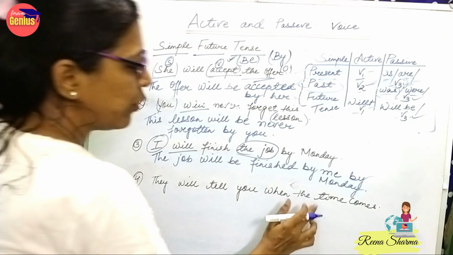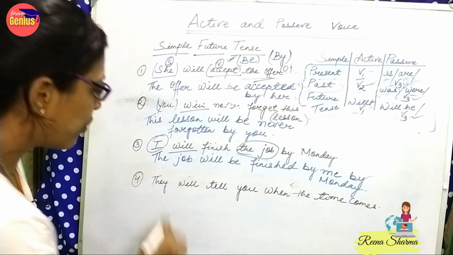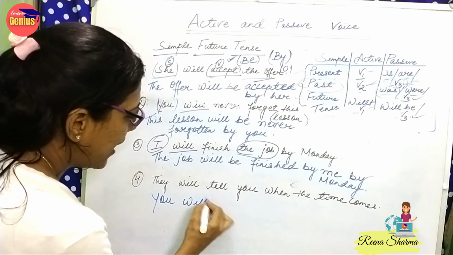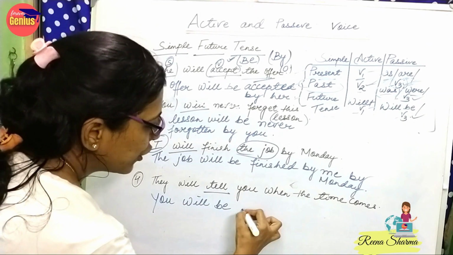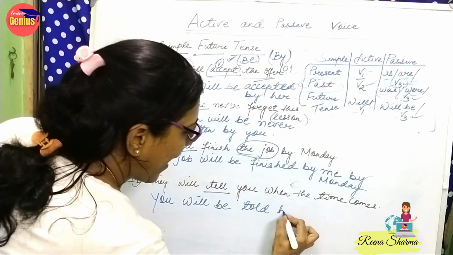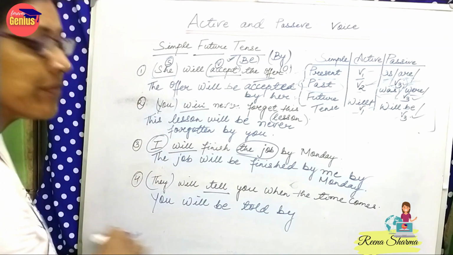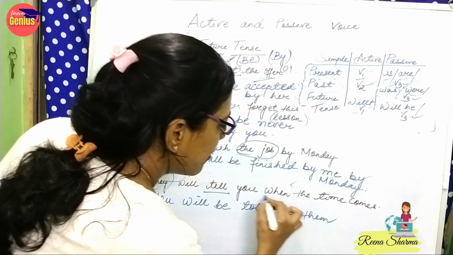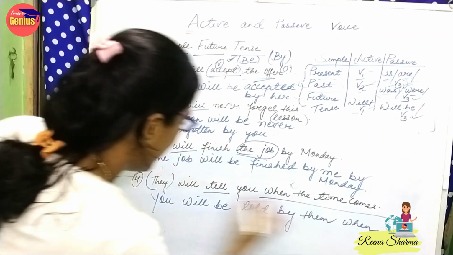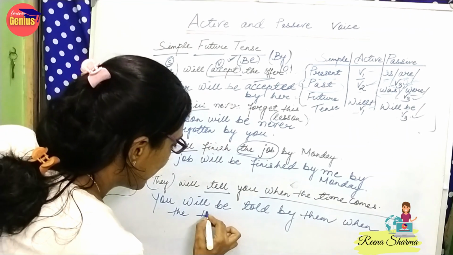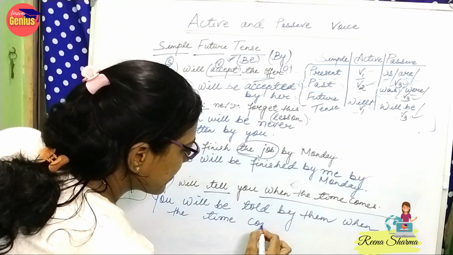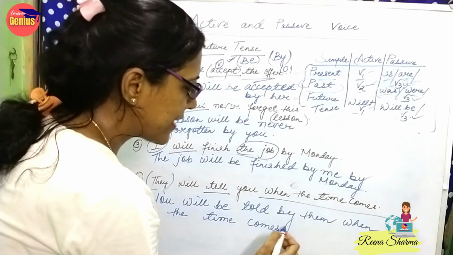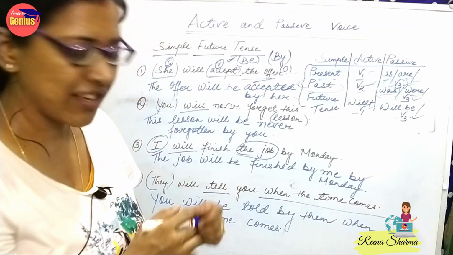They will tell you when the time comes. So 1, 2, 3, 4. You will be told by, they will become them. You will be told by them when the time comes. So see how easy active and passive voice is.